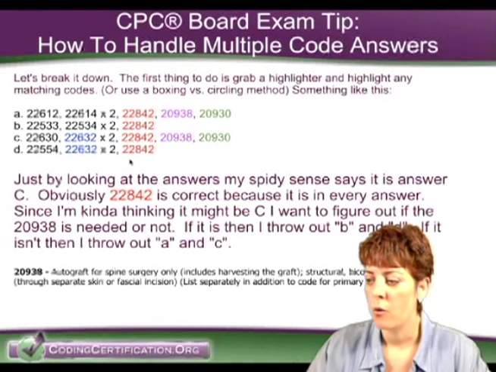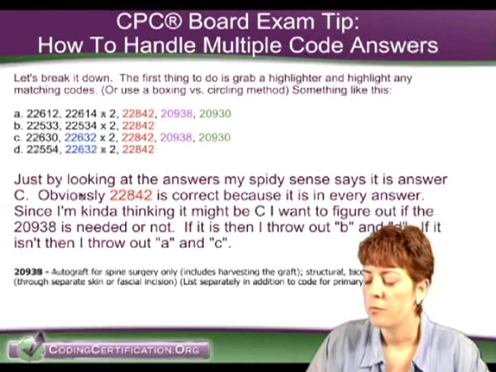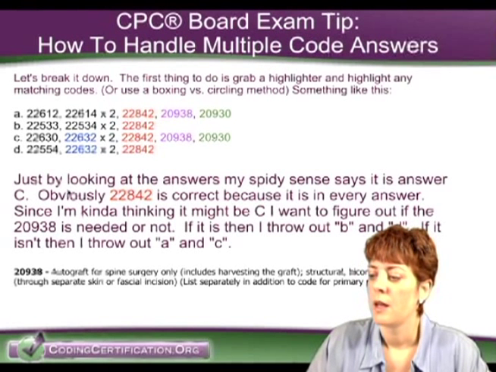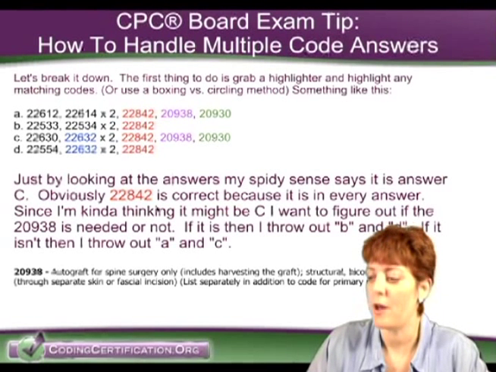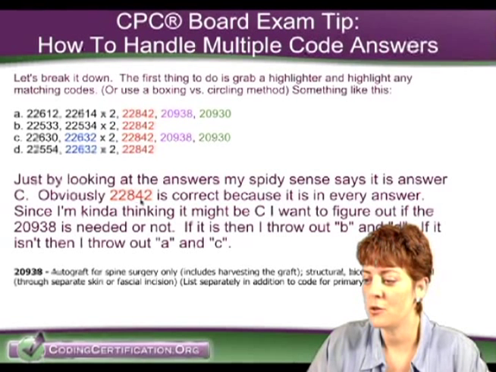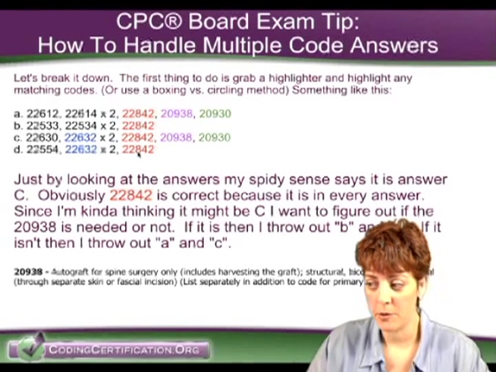Okay, so for my illustration, I'm saying use highlighters. Just by looking at this, my spidey sense is saying that it's answer C, which a lot of you agreed with. Obviously, 22842 is correct because it's in every single answer, so you don't even really have to look it up.